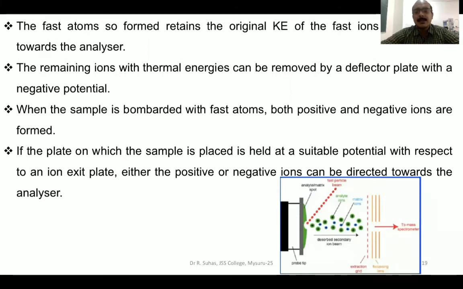So when the sample is bombarded with fast atoms, both positive and negative ions are produced. And if the plate on which the sample is placed is at a suitable potential with respect to the ion exit plate, either the positive or negative ions can be directed towards the analyzer. That is what is depicted in this schematic representation. So here both positive as well as negative ions are produced and they are subjected to the analyzer, where they get separated based on mass, charge and velocity. This is about fast atom bombardment.